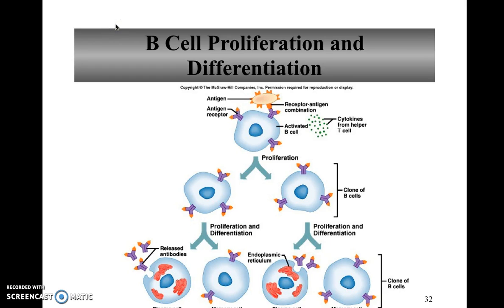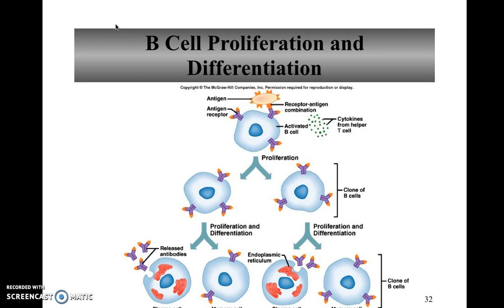In this video, we're going to talk about the role of B cells in the immune response and how they work to help fight infections. As you can see on this slide, when a B cell becomes activated by binding to a receptor antigen complex, it causes cloning of the B cells, which means more B cells are produced that will specifically respond to the antigen or the pathogen that initially caused the activation.